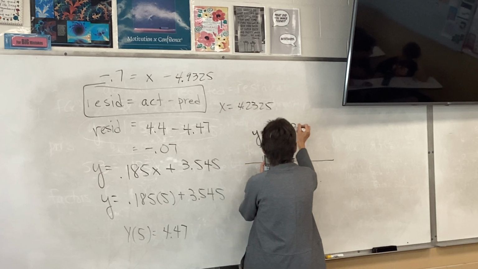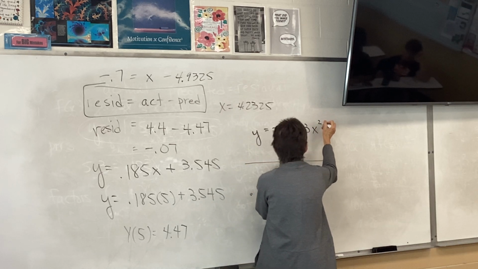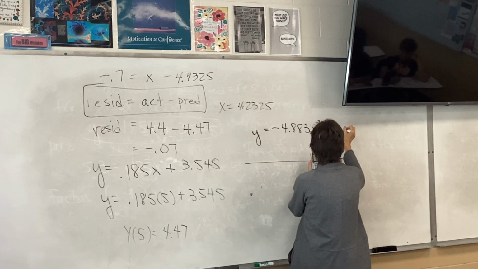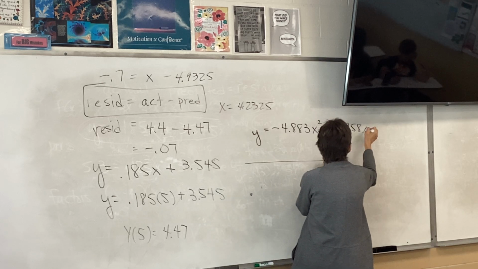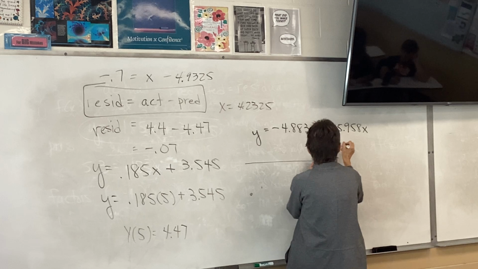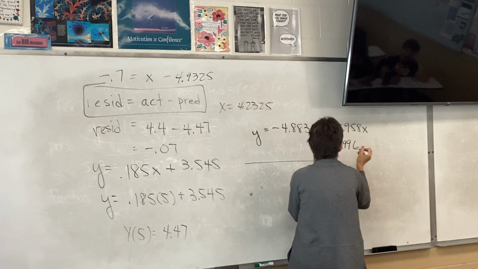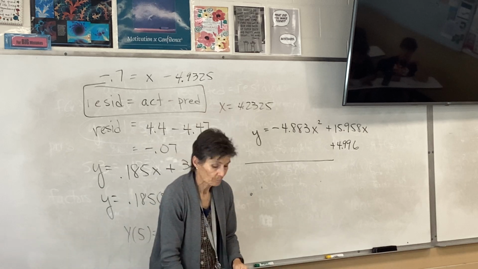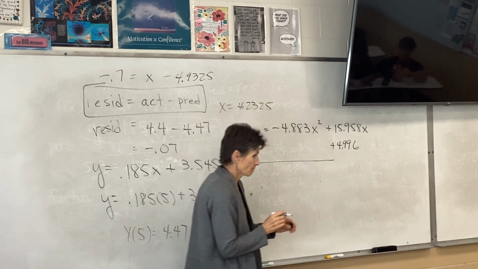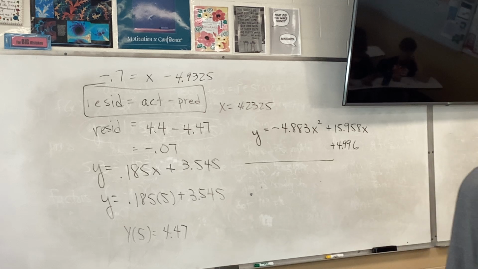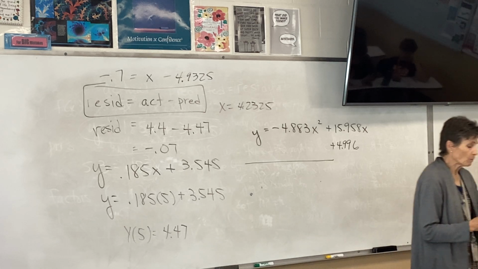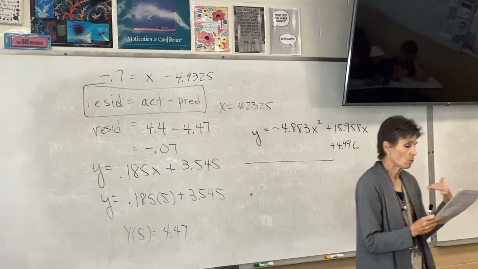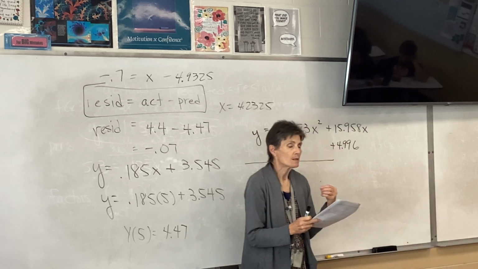Negative 4.883 x squared plus 15.958x plus 4.996. How does that look? Is that what everybody got? Yes. So we just did B. We just wrote the equation of the regression model.